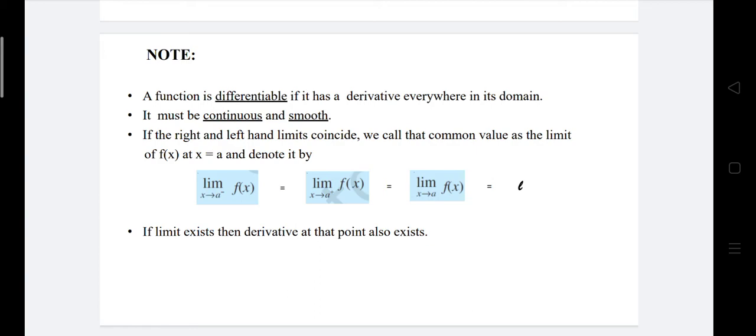An example is, let 1 by x. 1 by x is a function, but at x equal to 0 the function tends to infinity. So you cannot say that the function 1 by x is a continuous function. Or a function like x square divided by x minus 2. It is a rational function or quotient function. In this quotient function, if x tends to 2, the function tends to infinity. Then we cannot say that this function is a smooth function or continuous function.